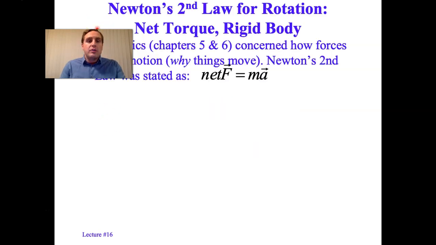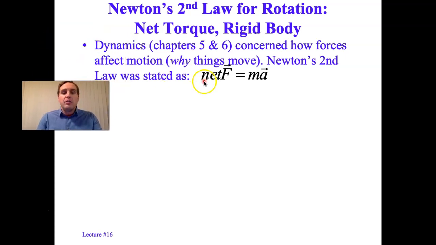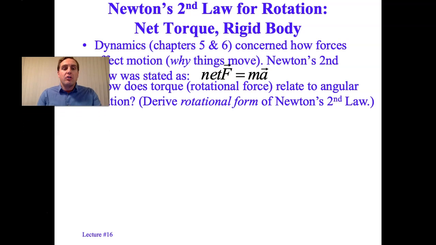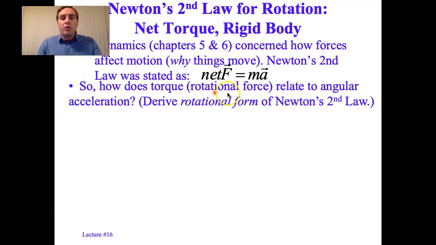Let's take a look at Newton's second law for rotation. This we know to be Newton's second law for linear. Net force vector is mass times acceleration vector. We saw that earlier in the course in earlier chapters. We know that dynamics concerns ourselves with how forces affect motion, why things move. So the question is, what is the rotational equivalent? So how does torque, which is our rotational force, relate to angular acceleration? So let us derive the rotational form of Newton's second law.